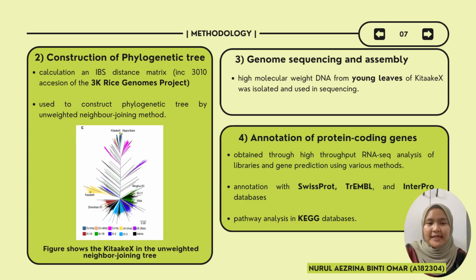For the genome sequencing and assembly method, a high molecular weight DNA from a young leaf of KITAAKEX was isolated and used in the sequencing. Next, annotation of the protein coding genes was obtained through a high throughput RNA sequence analysis of libraries from diverse rice tissues and gene prediction using various methods such as protein-based homology search, followed by annotation with SwissProt, TrEMBL, and InterPro databases, and the pathway analysis with the best matched Arabidopsis protein in the KEGG databases.